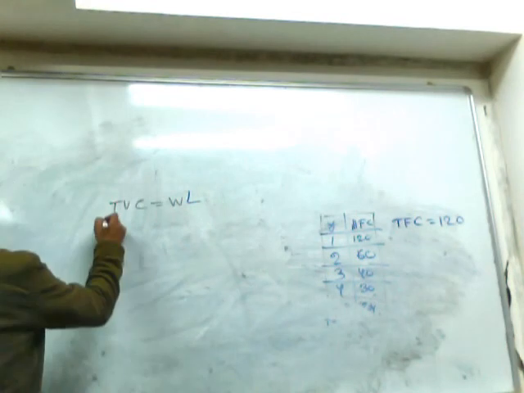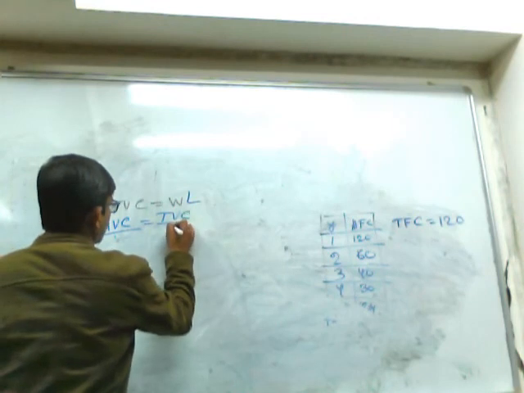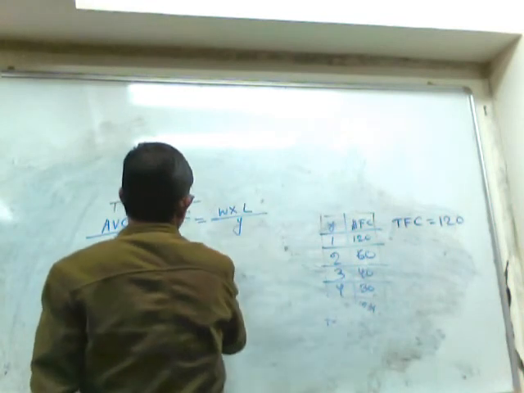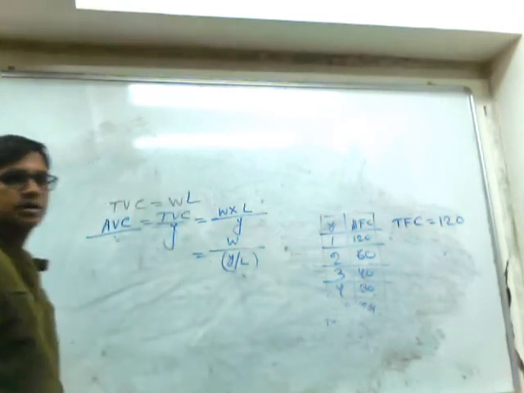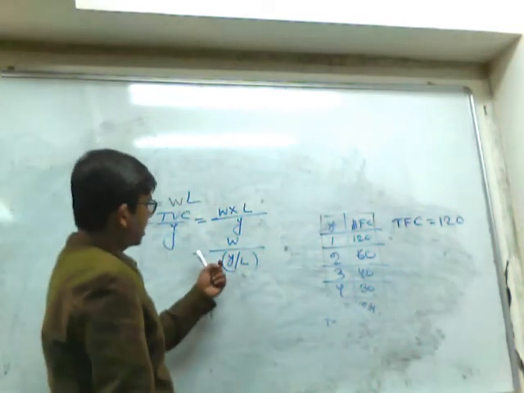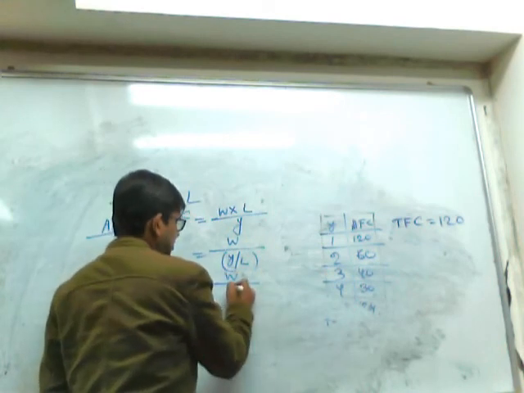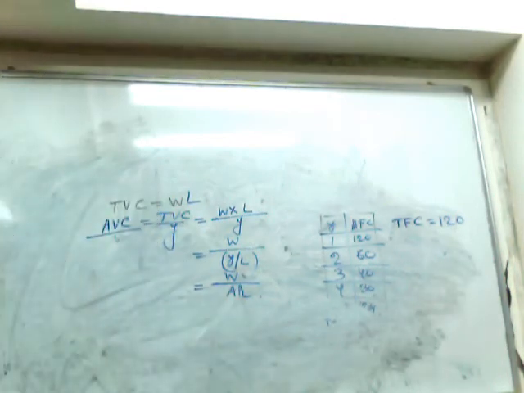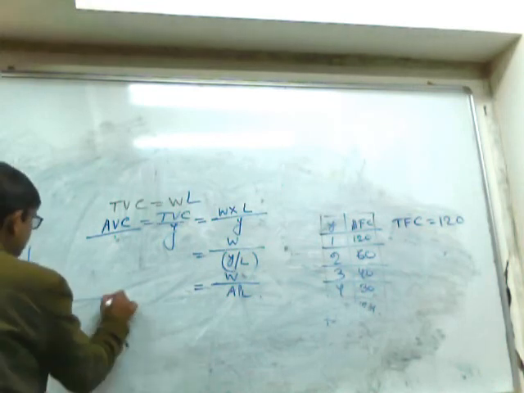So definitely average variable cost will be TVC divided by the level of output. So finally what we can write is W into L divided by Y, or W divided by Y by L. Here Y indicates the total production and L indicates the total number of labor employed. So Y by L is nothing but the average productivity of labor. And now we can observe the behavior of the average productivity of labor.